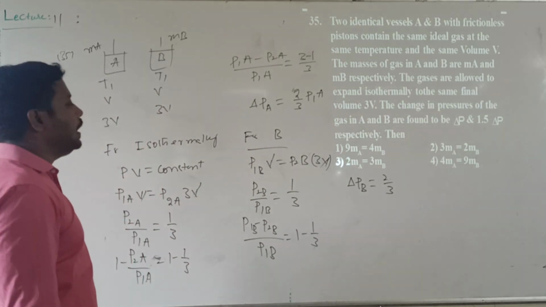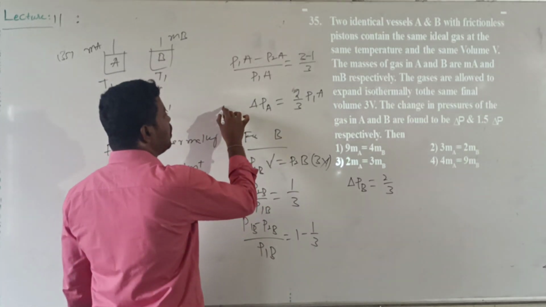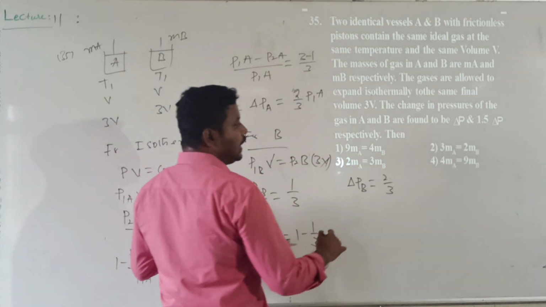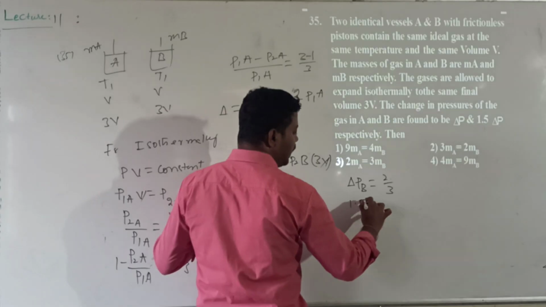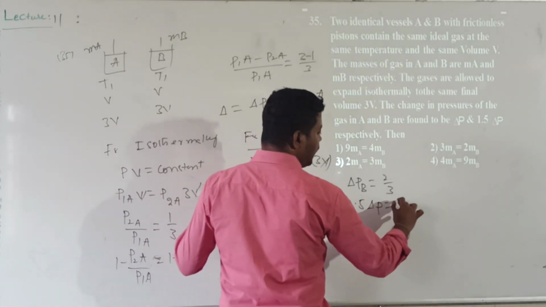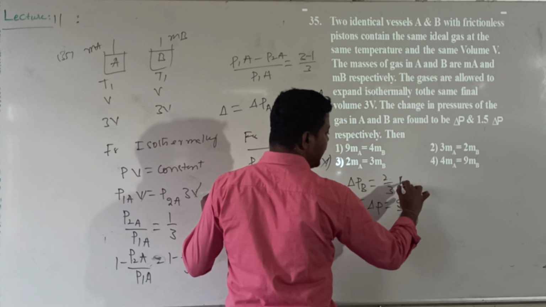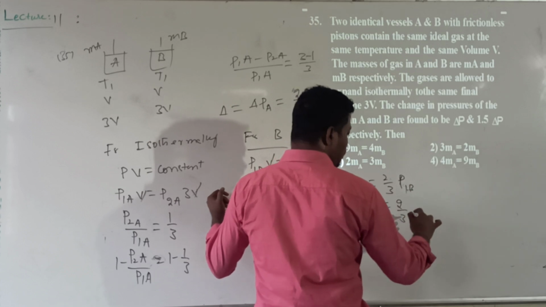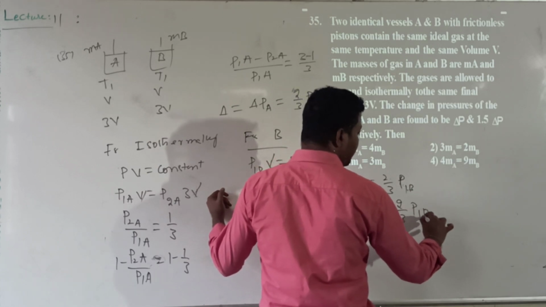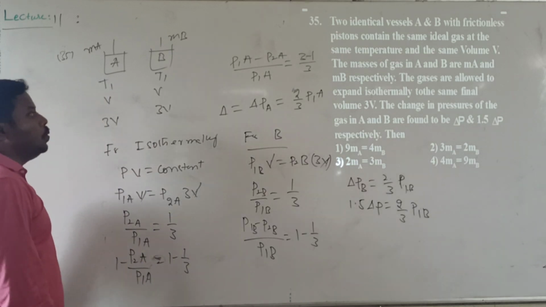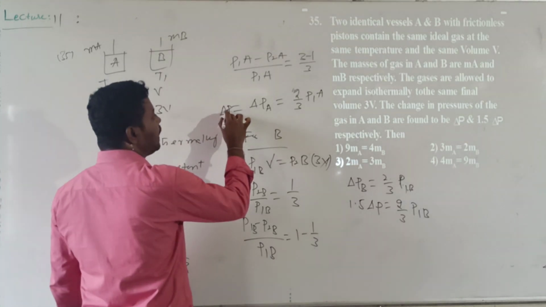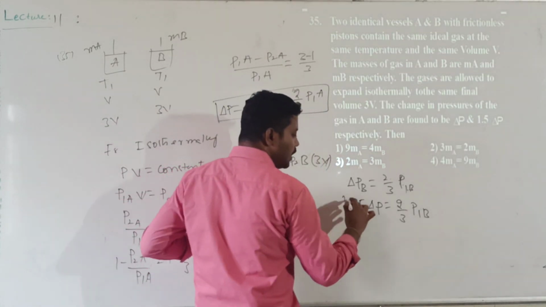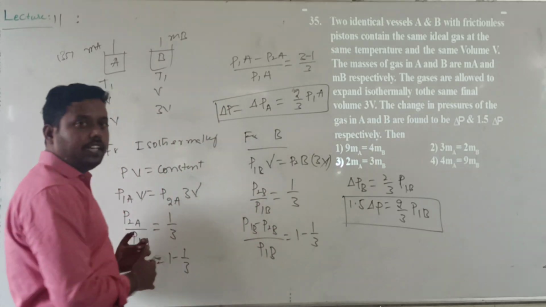Understood? They gave delta P_A as 2 by 3 into P1A, and delta P_B is given as 1.5 into delta P, which is 2 by 3 into P1B. Has the question been understood? The change in the pressure for A is given as delta P, and the change in the pressure for B is given as 1.5 into delta P.